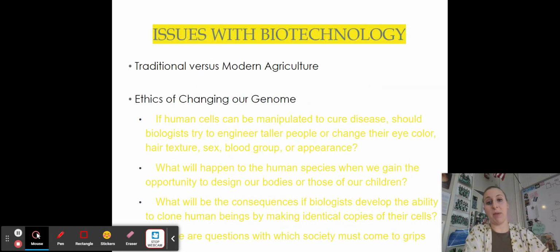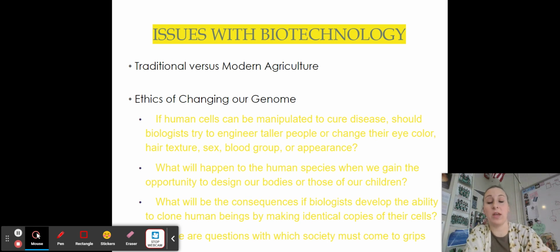Some issues with biotechnology are that we look at things like traditional versus modern agriculture. There are people that think what has happened in the past is beneficial for the future, and that's how it should be. And there's ethics. So again, talking about the ethics of changing agriculture, there's also ethics with changing our genome and having it mapped out.